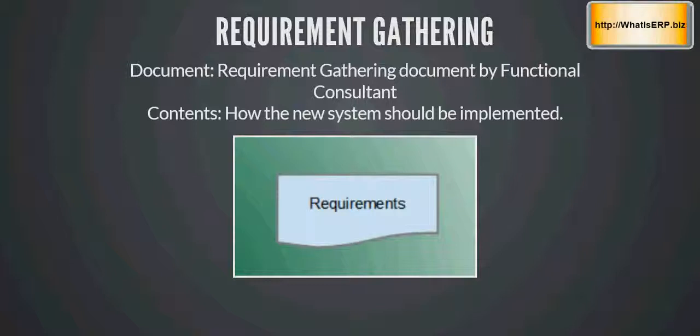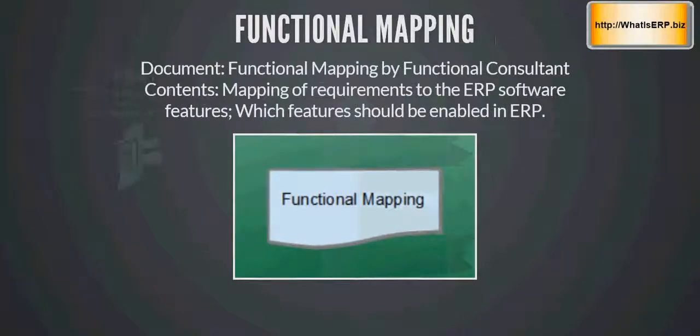Then we have requirement gathering document created by the functional consultant. As we have already discussed, the first thing a functional consultant does is to find out business requirements. This could take weeks or months, and everything has to be documented and signed off by the client. So everybody has to agree, okay, these are the requirements that we want the ERP system to deliver in terms of the functionality. Then a functional mapping is performed. For each of the requirements, the functional consultant has to provide mapping, meaning he has to say, okay, this requirement will be fulfilled by this functionality or feature of ERP, this requirement will be fulfilled by this feature, and so on.